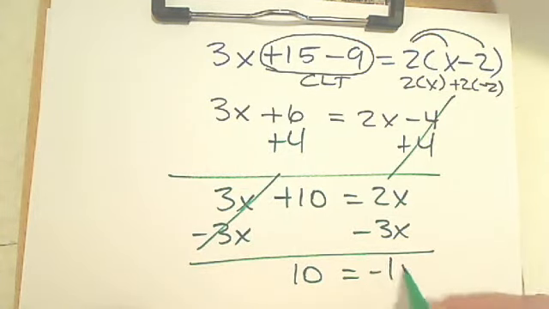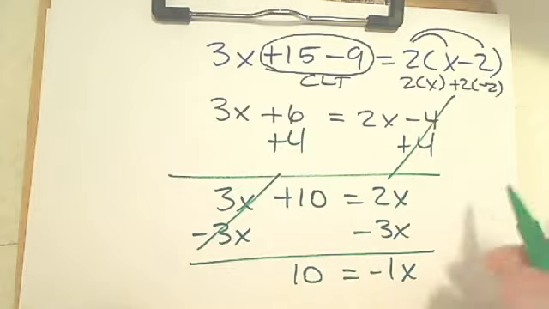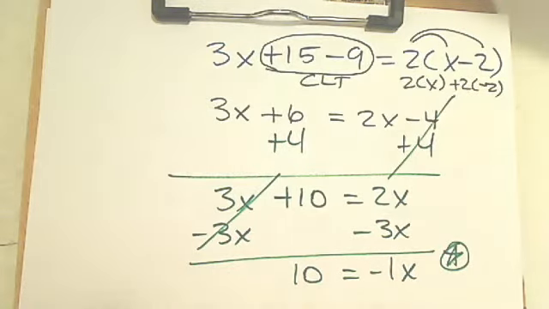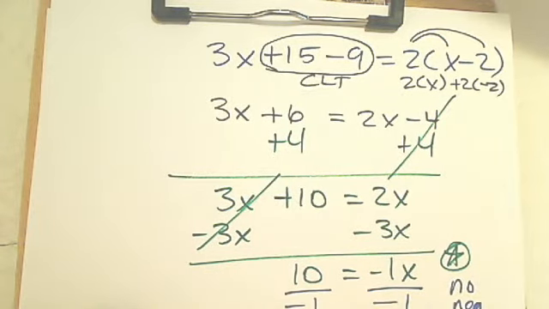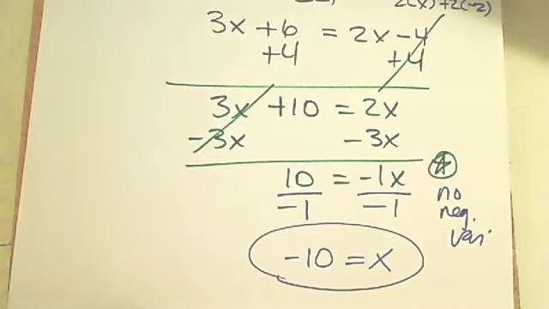You get negative 1x. I did this problem on purpose because I want to show you that you cannot have negative variables. Divided by negative 1 gives you a positive 10. No negative variables. If you have it, it will be automatically wrong.